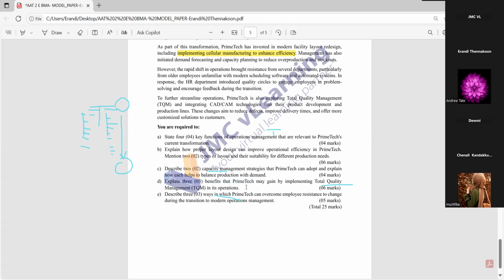Describe three ways in which Prime Tech can overcome employee resistance to change during the transition to modern operations management. So, what is this? Overcome employee resistance to change. So, you have to answer it like a manager from Prime Tech, right? So you can write the answers like, you can involve your employees through quality circles.